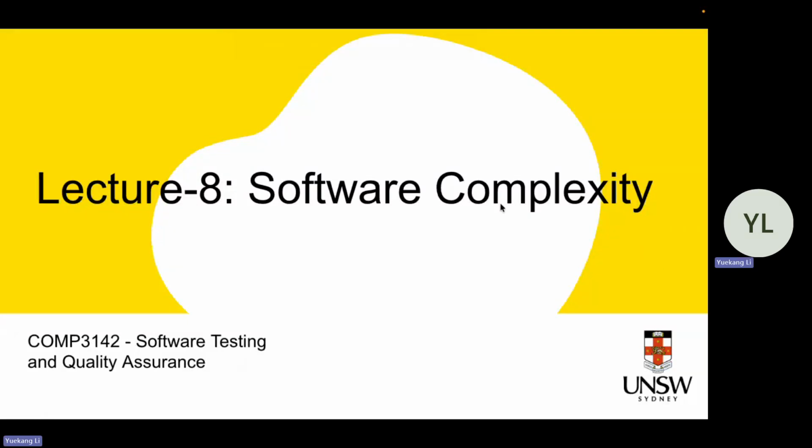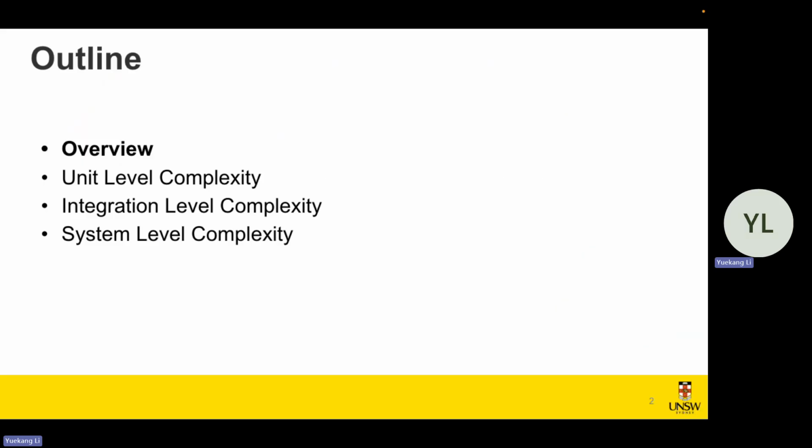Okay, let's start today's lecture. Today we are going to learn software complexity, and this is today's outline. We will be learning different levels of software complexity. You may see that we have three different levels, but we will learn about the details of how we determine each level in the next week.